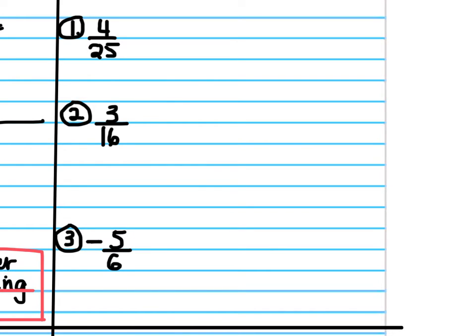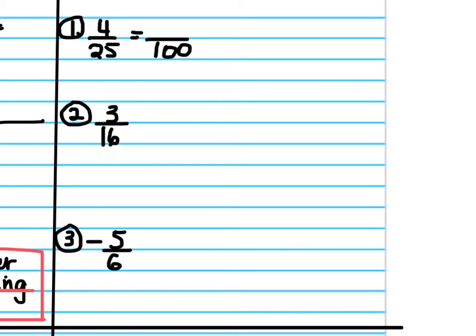So let's take a look at number 1. On number 1, we have 4/25. And one way of finding the decimal for this fraction is when the denominator goes into 10 or 100 or 1,000 evenly, we can go ahead and change the fraction so that we have a power of 10 on the bottom. And in this case, 25 does go into 100. And it goes into 100 4 times.